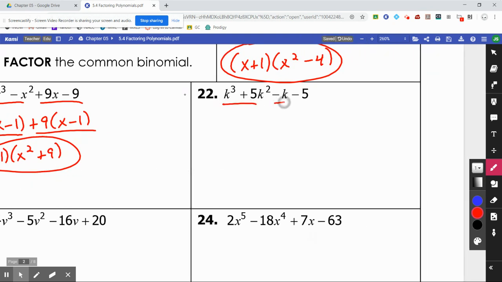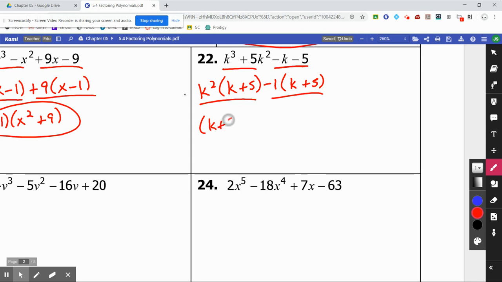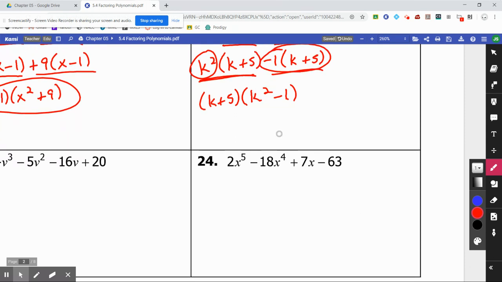Number 22, group them. First group, you have k squared as the lowest power of k. Factor that out, you're left with k plus 5. Second group, you have a -1 in common. Even if nothing else will factor out, try to factor out a -1. And if not, you do have to at least put a +1 that you factored out, or this won't work. -1 times k and -1 times +5 is what you're left with. Both groups, again, have the exact same k plus 5 in parentheses. We're going to factor it out of each group. K plus 5 times what gives you this? K squared. K plus 5 times what gives you this? -1. And that's it.